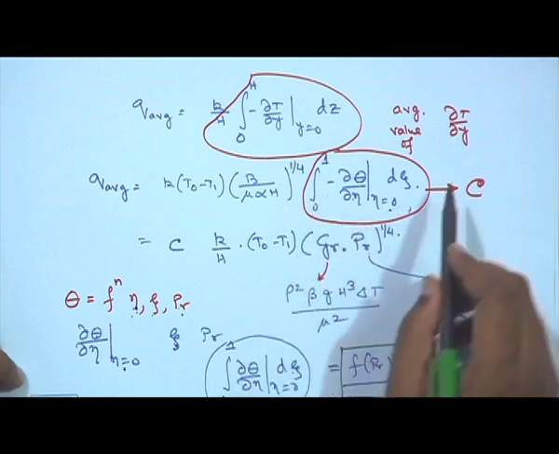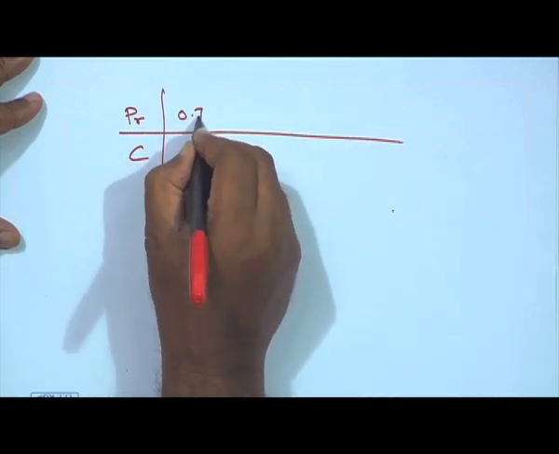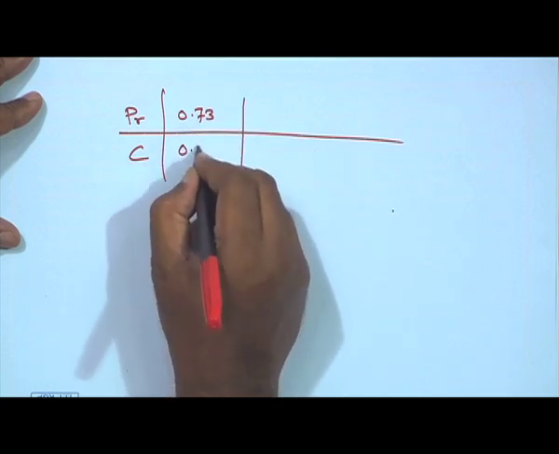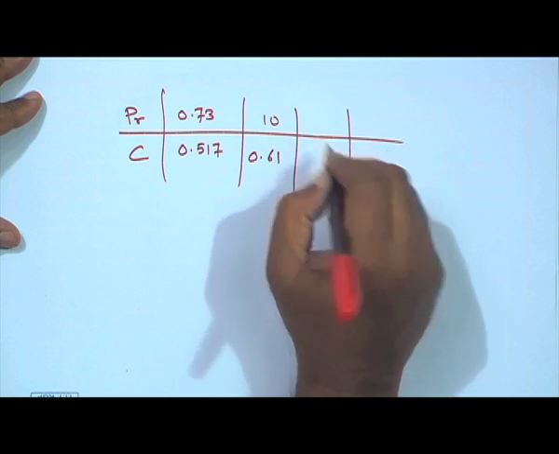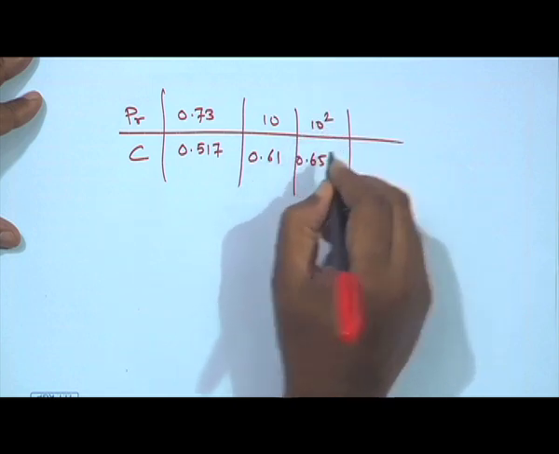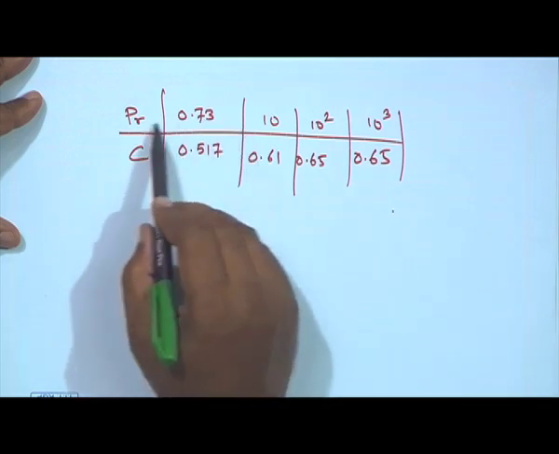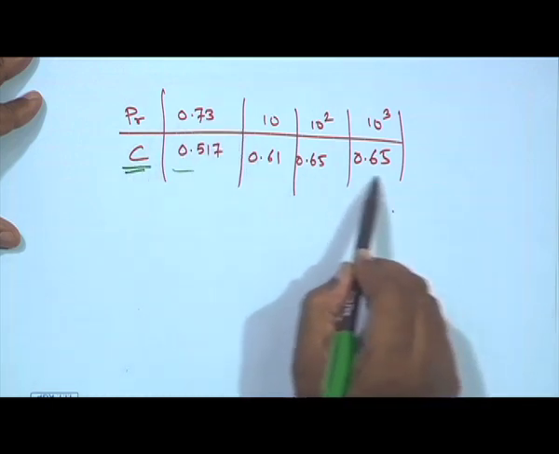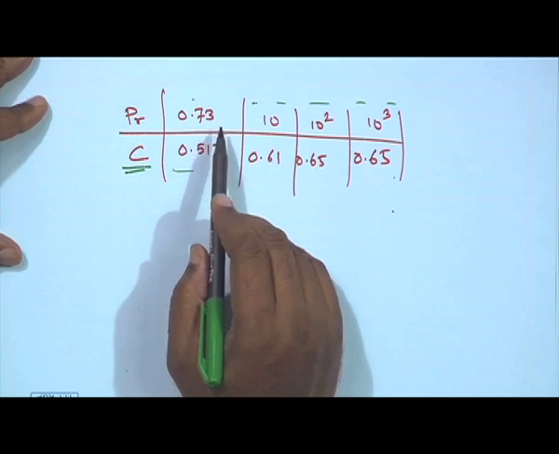So, we do not need to solve the equations, we just need to find out what is the value of C, and when experimentally the values of C were calculated for different values of Prandtl number, for Prandtl number equals 0.7, this value is 0.517, for 10 it is 0.61, for 10 square it is 0.65, and for 10 cube it is again 0.65. So, you can see that the value of this C experimentally obtained does not depend strongly on the value of Prandtl number.